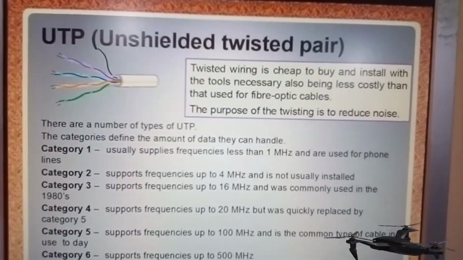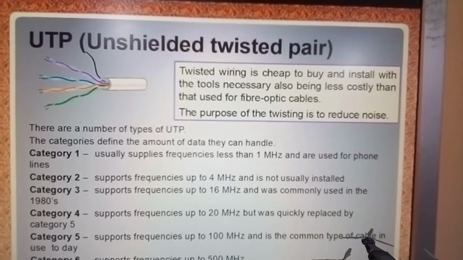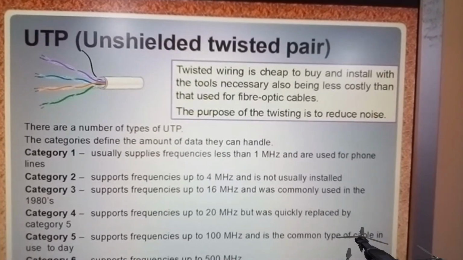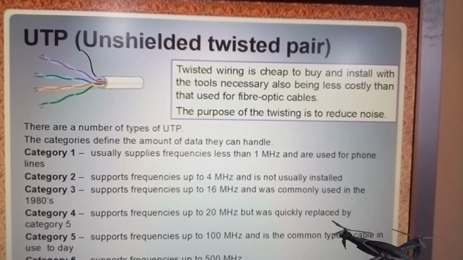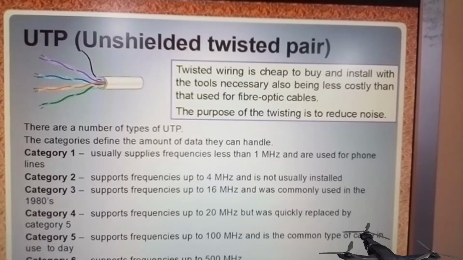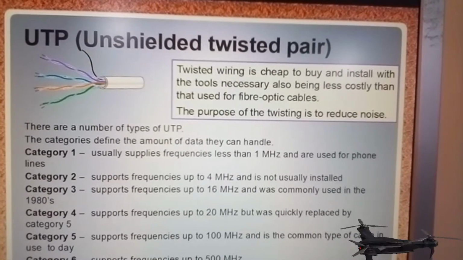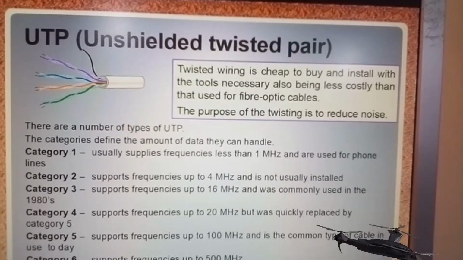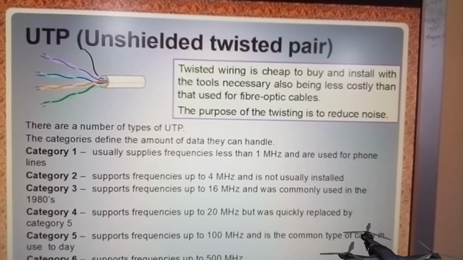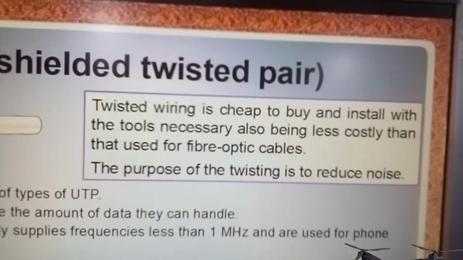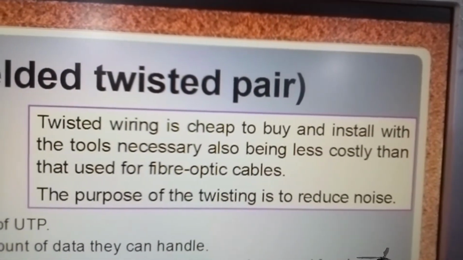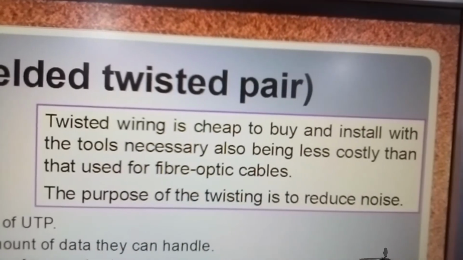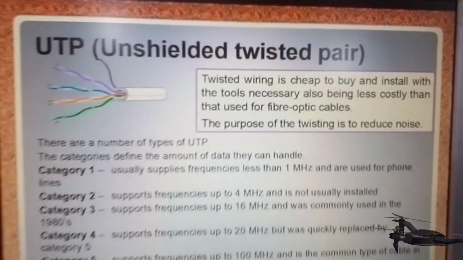And here you have categories. Now, twisted wiring is cheap to buy and install with the tools necessary, also being less costly than that used for fiber optic cables. The purpose of the twisting is to reduce noise. So let's get you into that. Make sure you understand what that concept is about. And that is for you to read for yourself now.